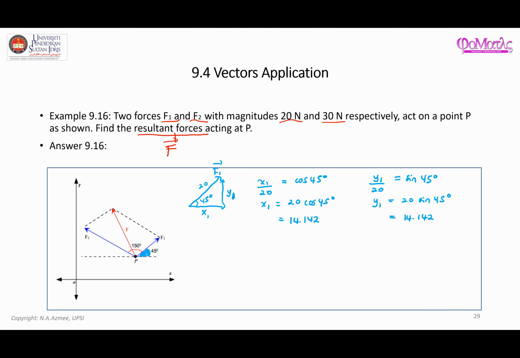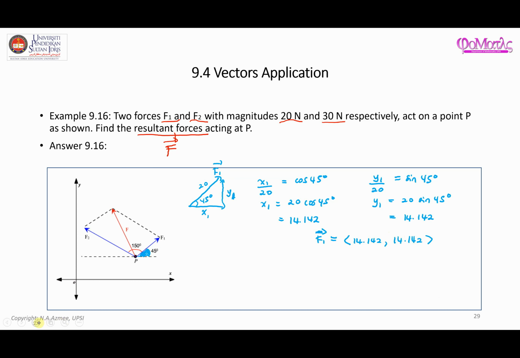Based on this, I can say that vector F1 can be written as follows. The X component is positive, going in this direction, which is 14.142, and the Y component is also positive because it is going upwards, and that is 14.142. So that is the vector for force 1.